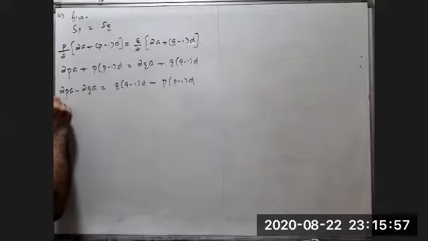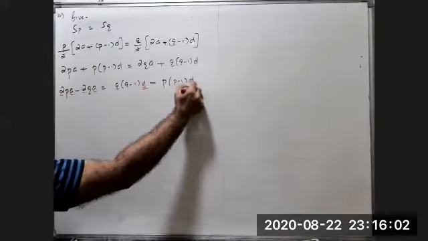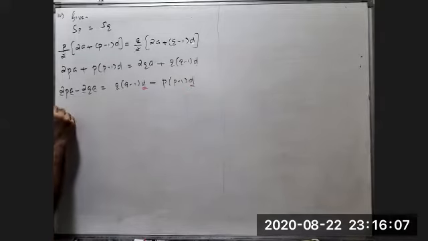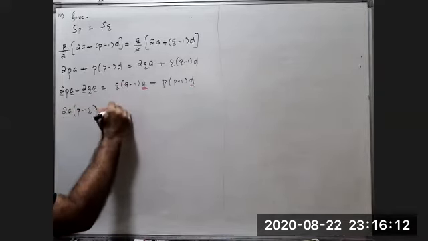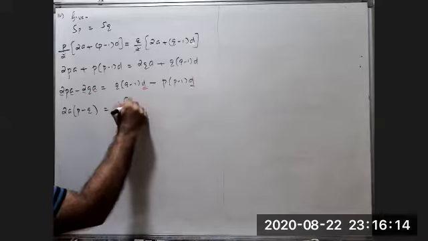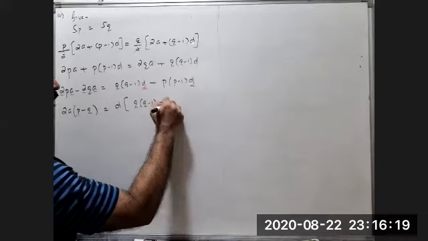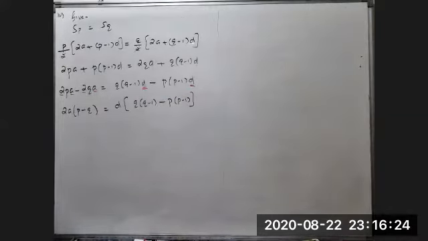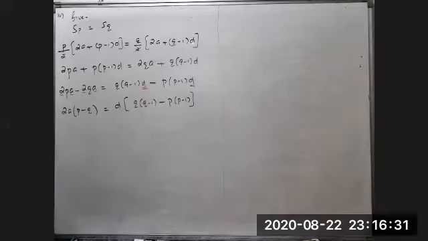Here you can see 2A can be taken common. Here D can be taken common. If you take 2A common, what is left is P minus Q. If you take D common, what is left is Q(Q minus 1) minus P(P minus 1). It is slightly lengthy, but it's easy. See the previous step and proceed with the simplification. You'll get it.